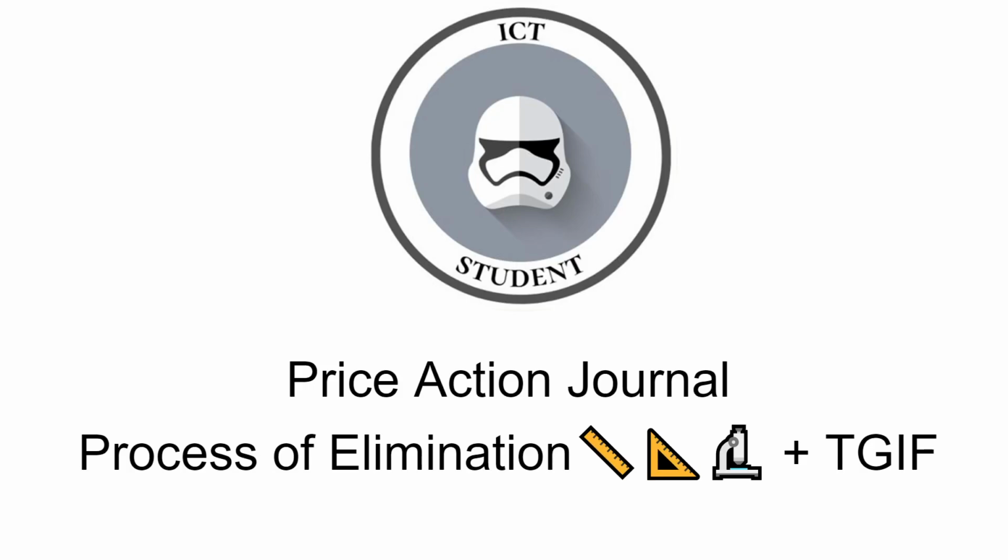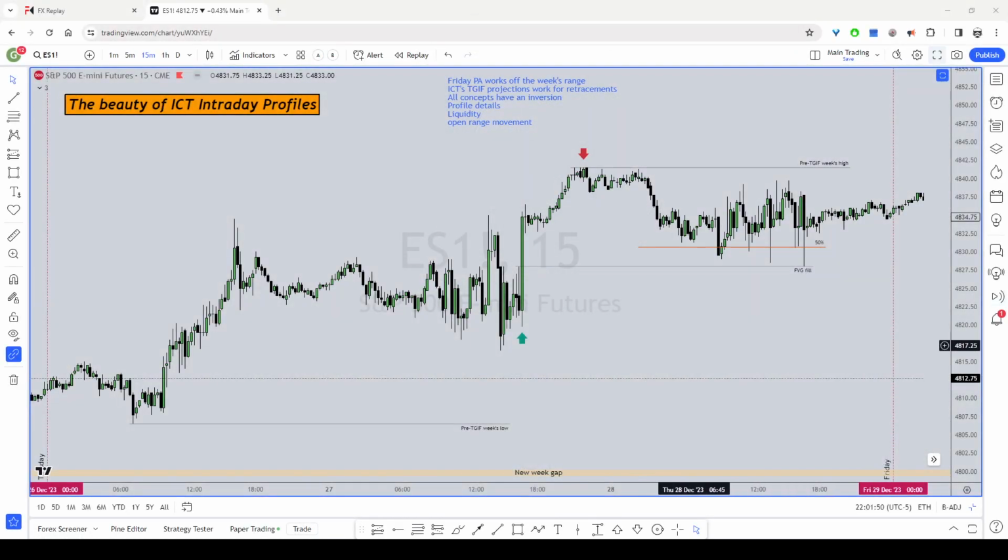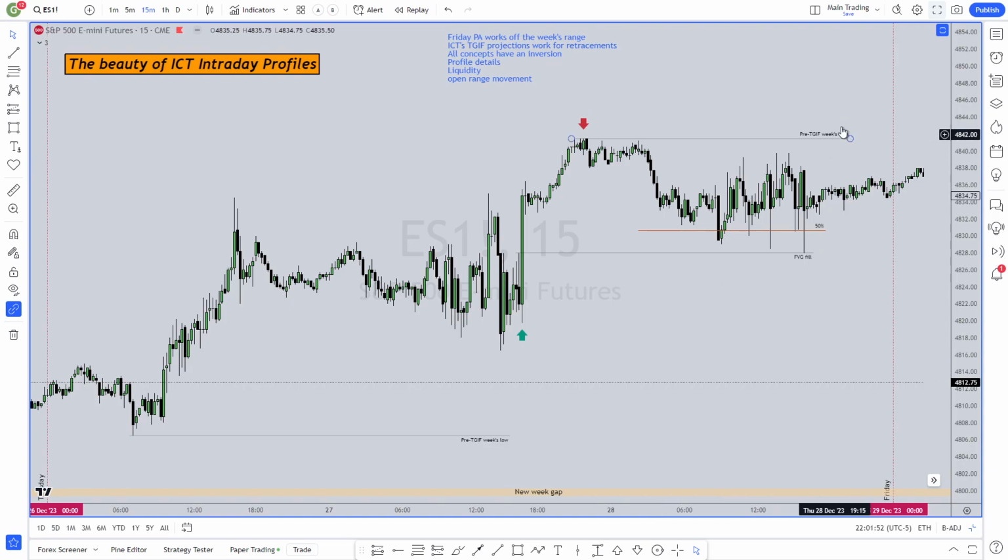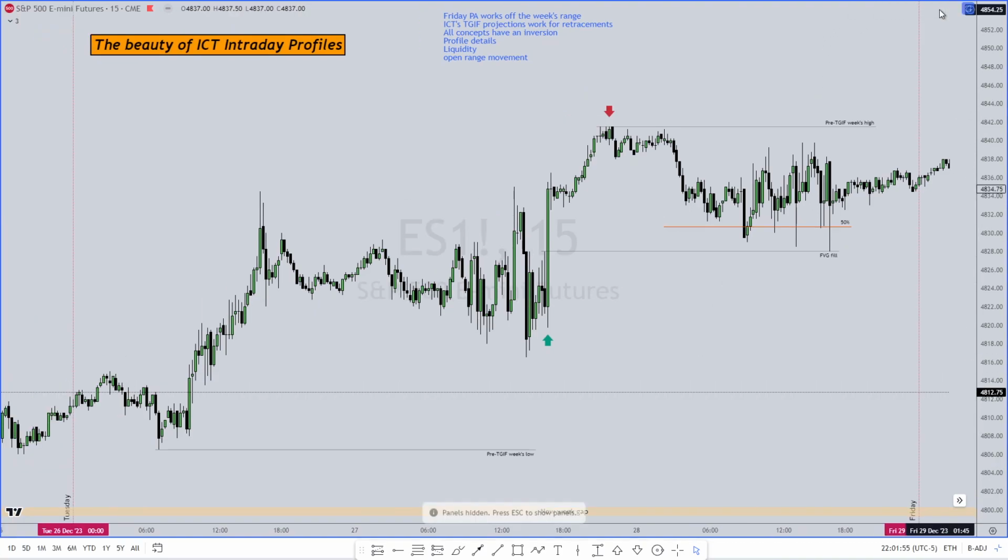All right, so let's do another process of elimination with the intraday profiles from ICT, and we'll incorporate that with some TGIF. So first off, looking at how this week was shaping out, 15-minute time frame, Monday was a holiday, the 25th, Tuesday until Friday, and we're taking the high and low of the week prior to Friday's 8:30 news release. So everything up to 8:30, we want to see where the high and the low are.